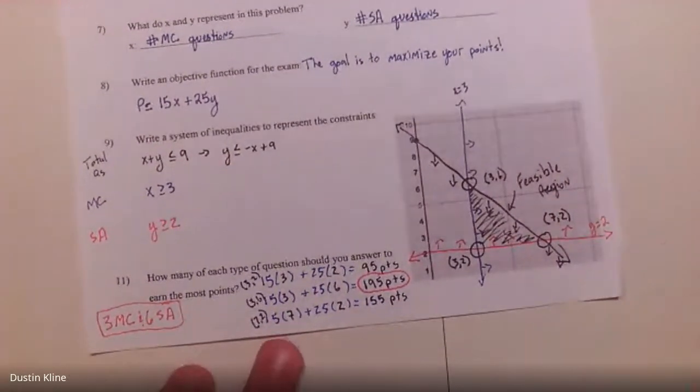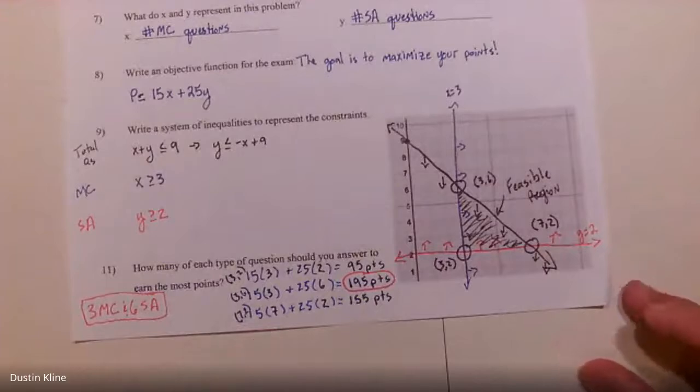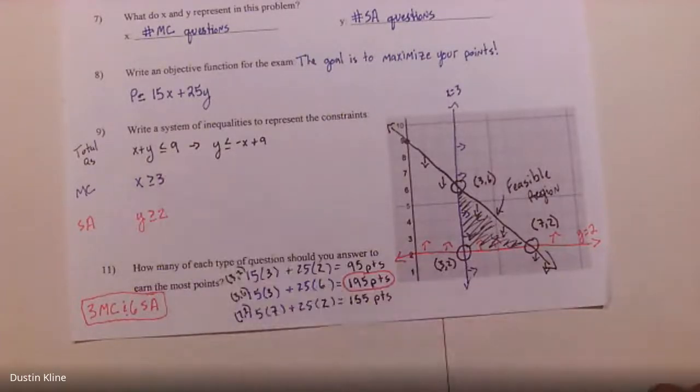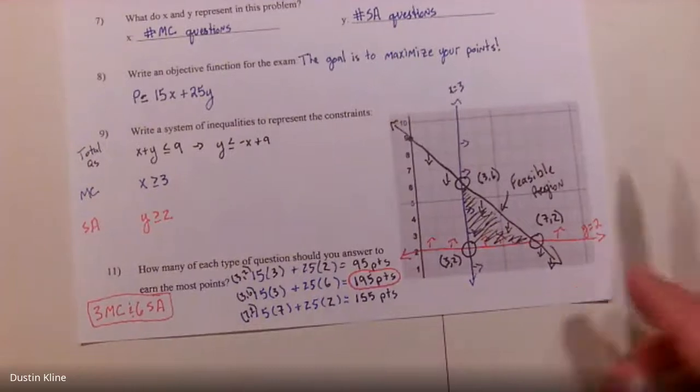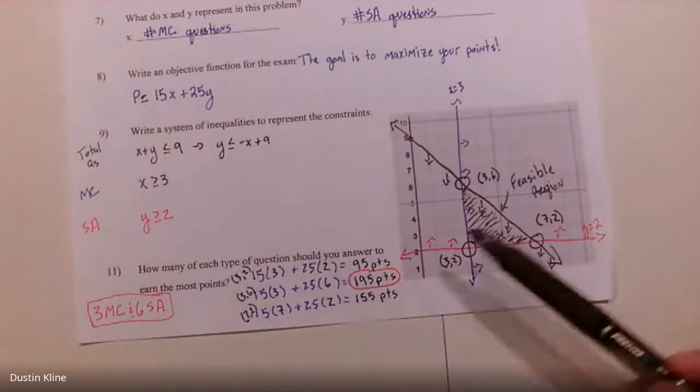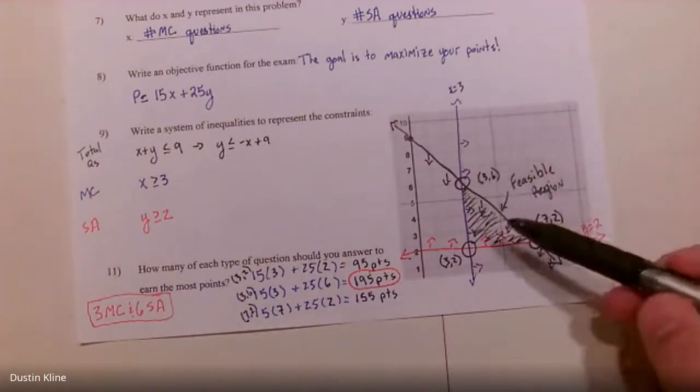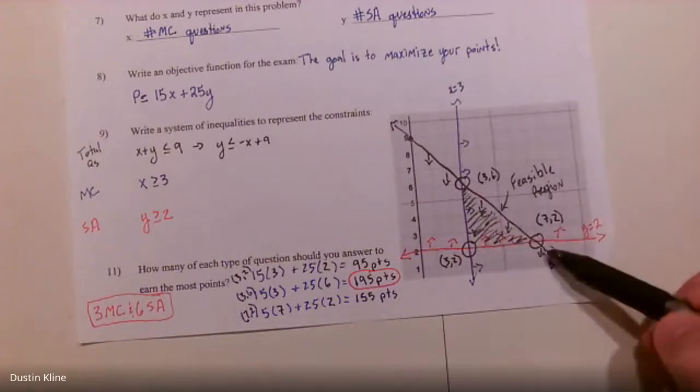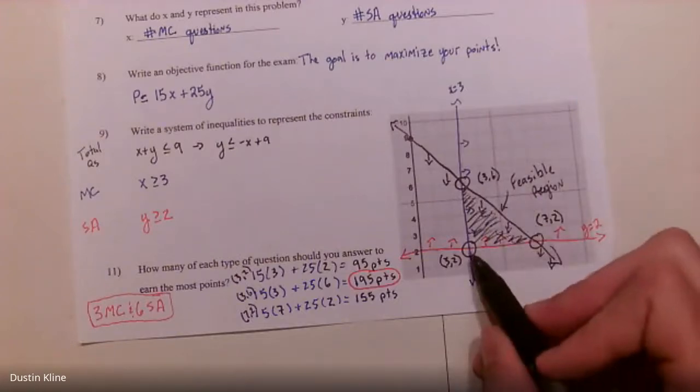And then finally, number 11 asks us, how many of each type of question should you answer to earn the most points? Given all of our restrictions, okay, we can't just answer every question we want. Given these restrictions, how many of each should we answer? Well, we know that we maximize our points by going to the vertices. It's going to happen at a corner. We don't know which one yet, but it's going to happen at one of the corners. So go find your vertices.